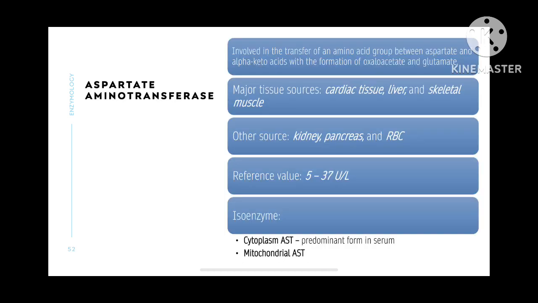Before I forget class, AST exists as two isoenzyme fractions located in the cell cytoplasm and mitochondria. The intracellular concentration of AST may be 7,000 times higher than the extracellular concentration. The cytoplasmic isoenzyme is the predominant form occurring in serum. So meaning in disorders producing cellular necrosis, the mitochondrial form may be significantly increased. Isoenzyme analysis of AST is not routinely performed in the clinical laboratory.